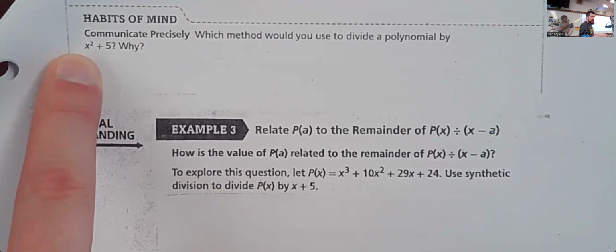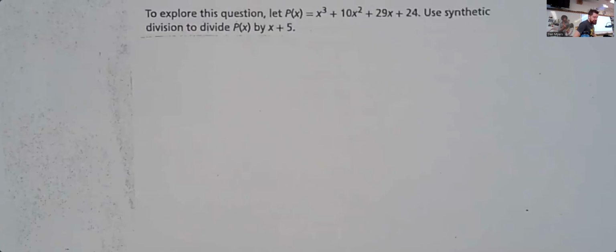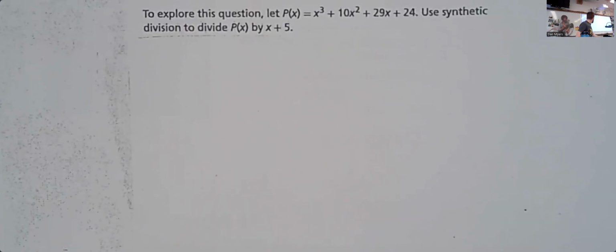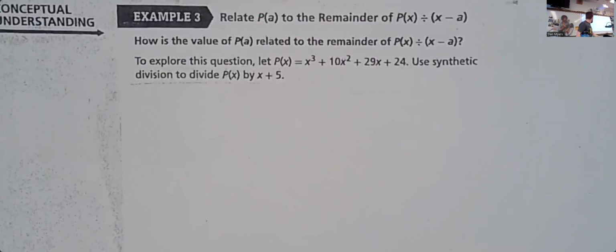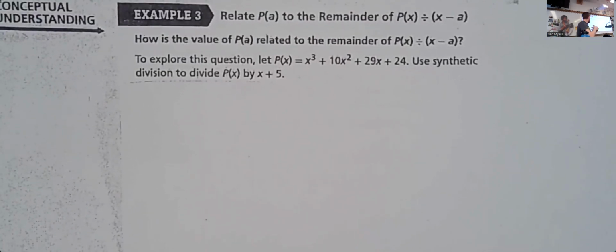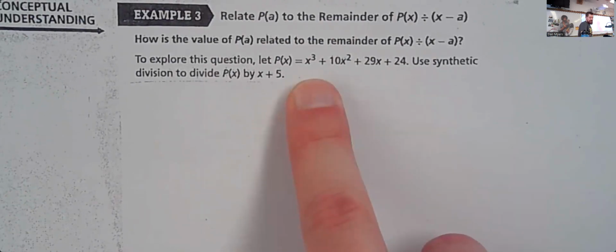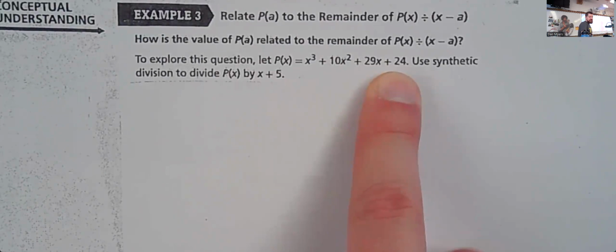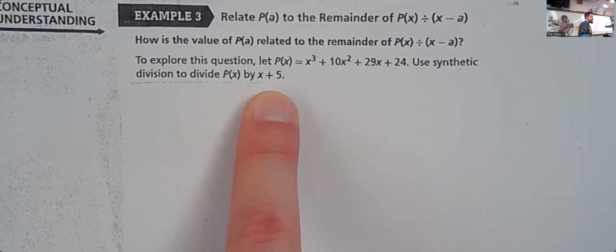Thanks, guys. All right, let's keep going. All right. This is where we start to use synthetic division a little bit more effectively. And this is where synthetic division's usefulness ends up being a little bit better in some cases than using long division. So this says, explore the question. Let P of X equal, so our function is equal to that. Use synthetic division to divide P of X by X plus 5.